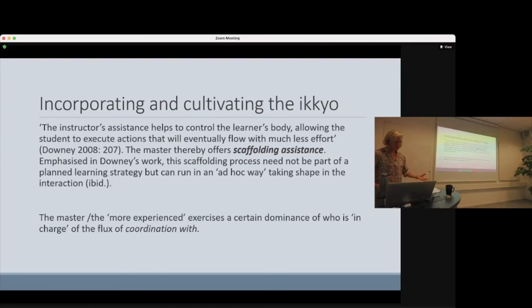If we use Fuchs and Hanne De Jaegher and collaborators' description of coordination, we would say that here there's a dominance of the one, the master, being on top, who is in charge of the flux of the interaction in the coordination. That could be a description here. Not only, but that's part of it.